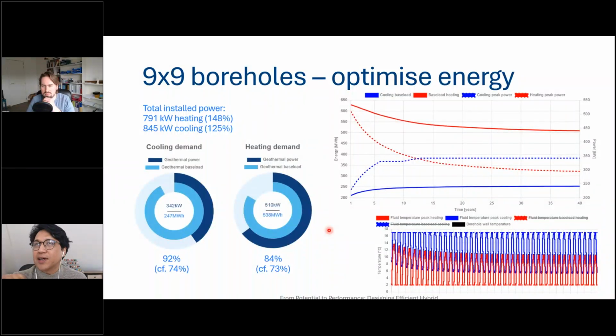Is there a way also to incorporate, I'm not sure if it's common practice, boreholes that are not vertical into this kind of simulation? Boreholes that are not? Sorry. Not vertical. Yeah, it's possible.